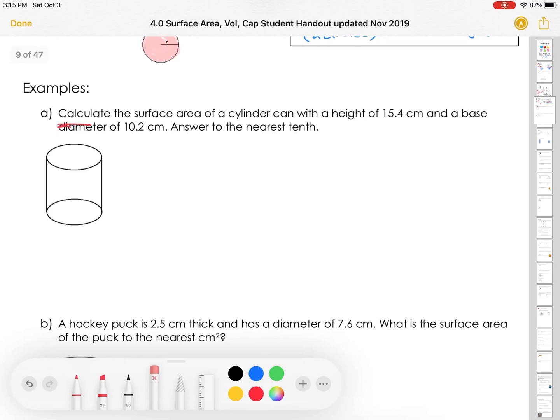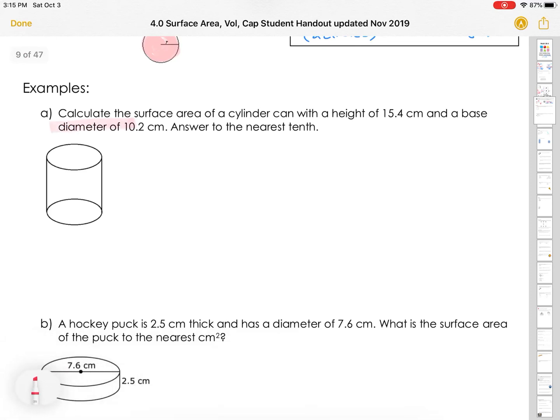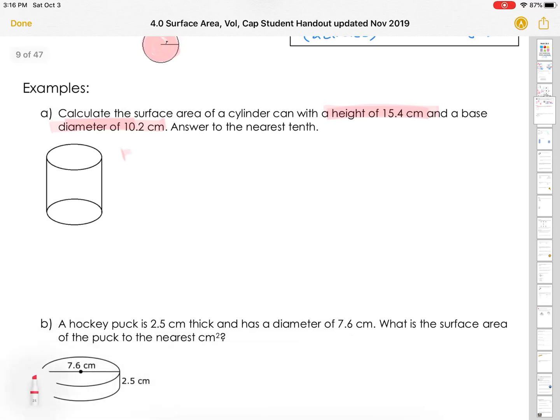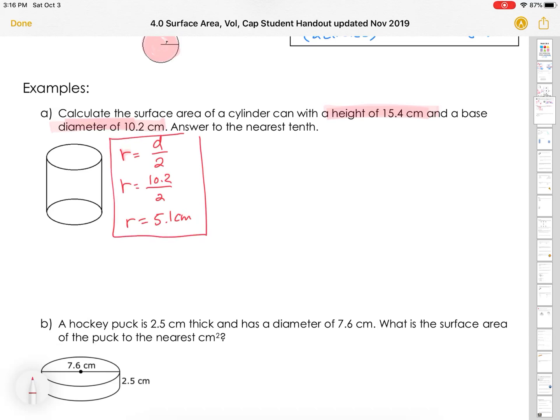So here, the first question says the diameter is 10.2 and a height of 15.4. So remember, we learned that radius is equal to the diameter divided by 2. So the radius will be 10.2 over 2, or 5.1, and it's centimeters. Okay, so we needed to do that calculation first. Sometimes we math teachers will trick you up that way. Our height is 15.4 centimeters. So you have your two pieces of information that you need.